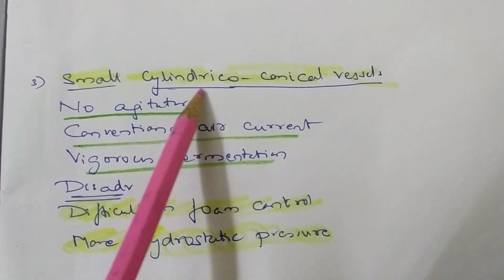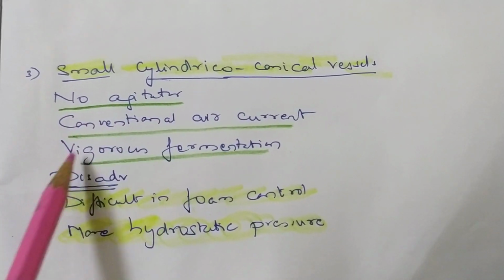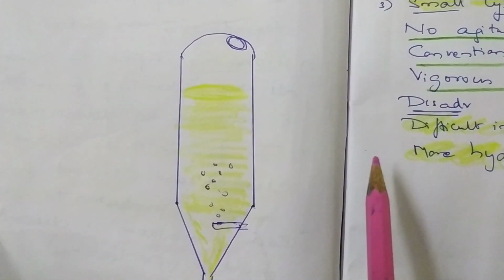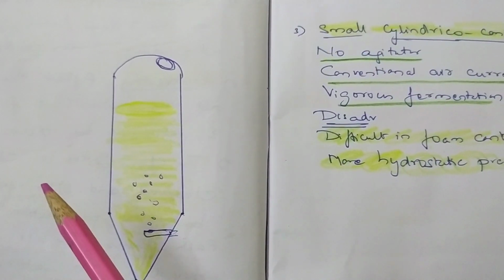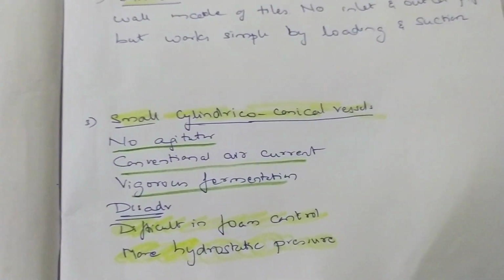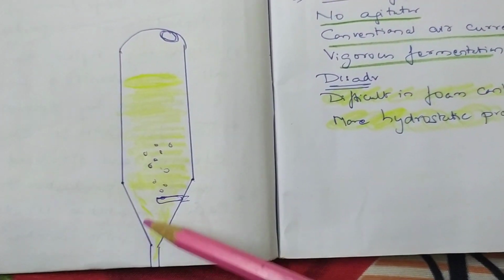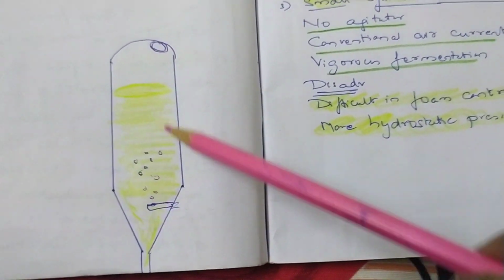Okay, small cylindrical conical tanks. Here there's no agitator, it's a conventional air current given, and vigorous fermentation occurs here. See this picture, you can understand this. This is a cylindrical conical tank, so we call it a cylindrical conical tank. There's a glass viewer. So this is the harvesting line. So here are the spargers. There are no agitators here, and fermentation goes on here.